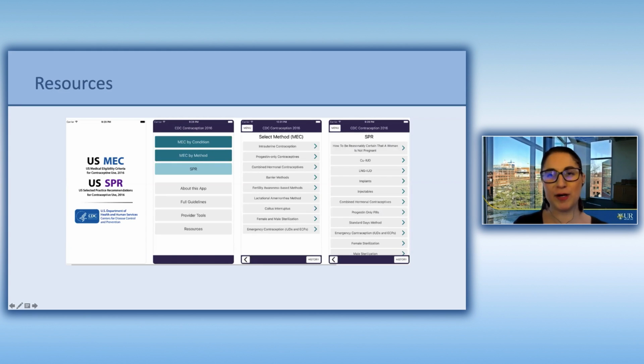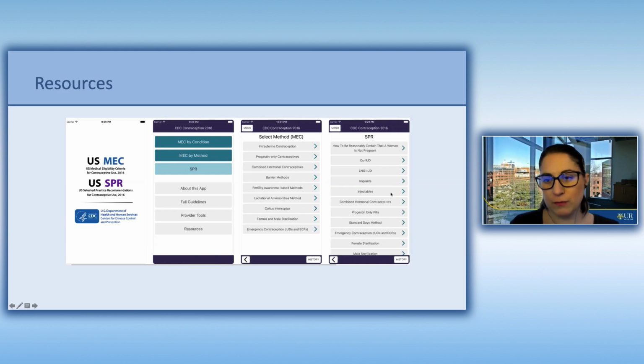Some of you may remember a laminated grid with lots of different colors, green and red and pink, with all the different contraception methods and many, many medical conditions or medications. That's the medical eligibility criteria for contraceptive use. Thankfully, the CDC made an app, which is really, really nice, and it divides it by condition and also method. And so you can see here are the different methods. It also comes with the selected practice recommendations.